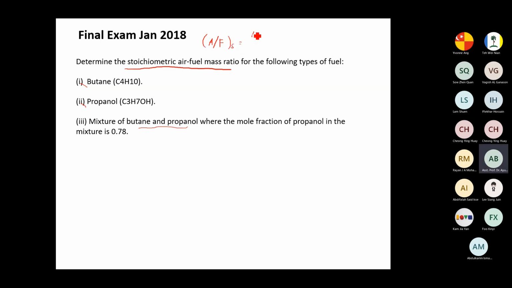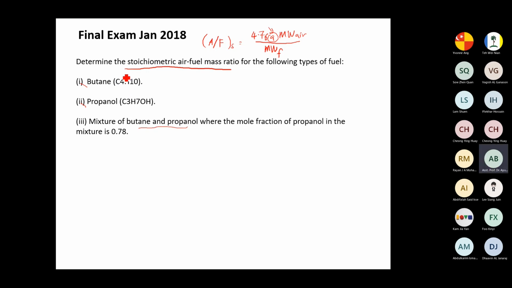We know that the equation is this, over the molecular weight of fuel. Now we know the molecular weight of air, and we know the molecular weight of the fuel from the molecular equation here. You will need to find the A. The A is unknown. So how can you calculate the A? Do you remember how you can calculate the A?